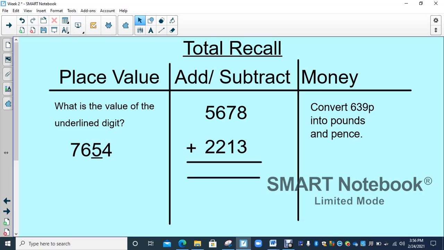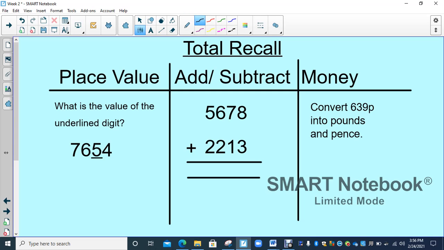Okay, fantastic guys. So we're thinking about the place value to begin with. What is the value of the underlying digit? Now let's have a look. What column is this number in? It's in the tens column, so therefore the value of the underlying digit is 50. The number is 7,654.